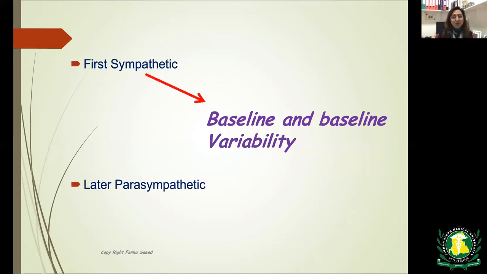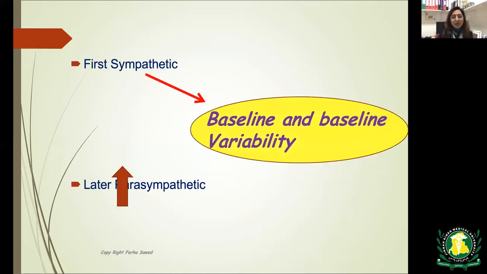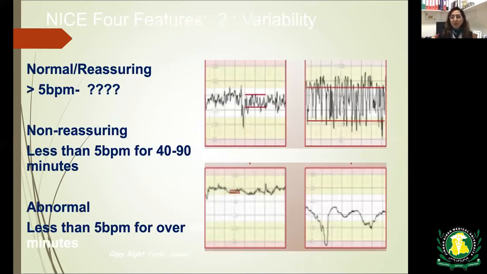So as I said, first the sympathetic nervous system and second the parasympathetic nervous system. Sympathetic increases the heart rate, parasympathetic decreases the heart rate, and they fight and cause an agreed baseline and baseline variability. So as I said about variability, you can see that this is not a straight line of heart rate.